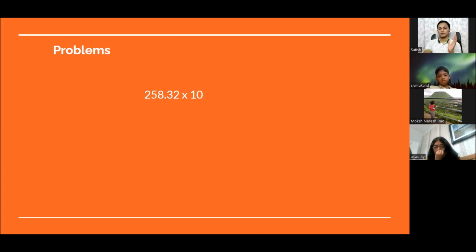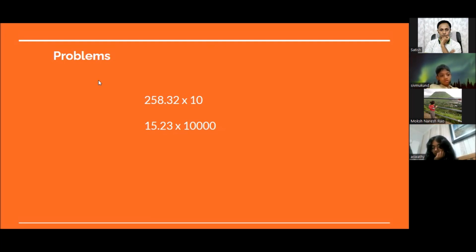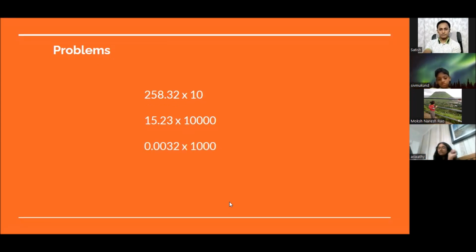Exactly. Yes. Right? Now you do this: 15.23 into 10,000. Write it in chat. Correct, Shivamukund, now you got it. Because if you multiply with 10, this will become 152.3. If you multiply with 100, it becomes 1523. Then 2 more zeros are there, you just add those zeros. So this is your homework.